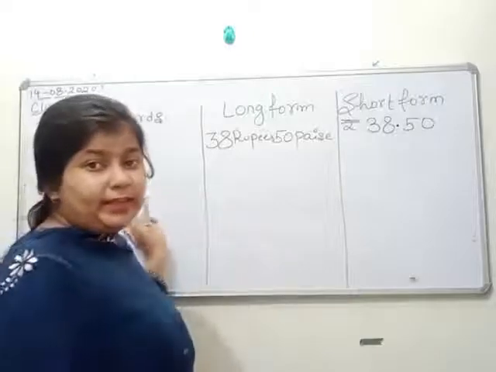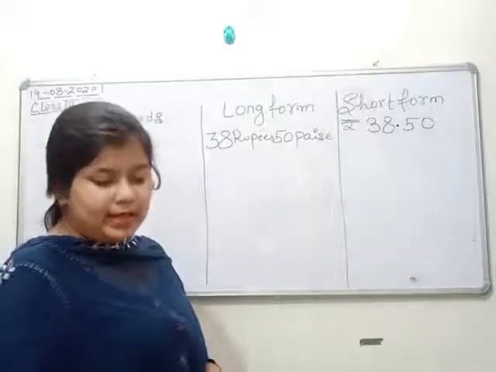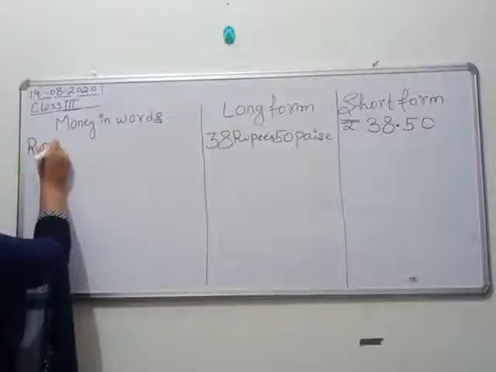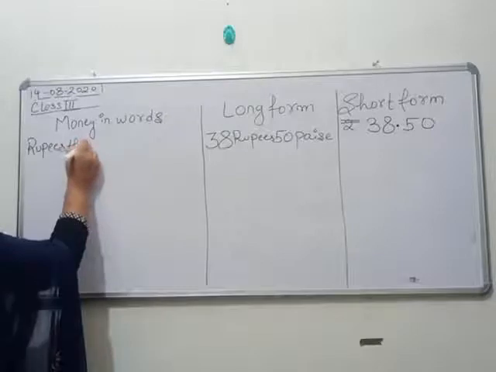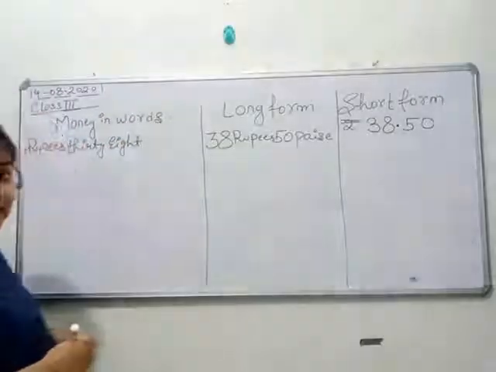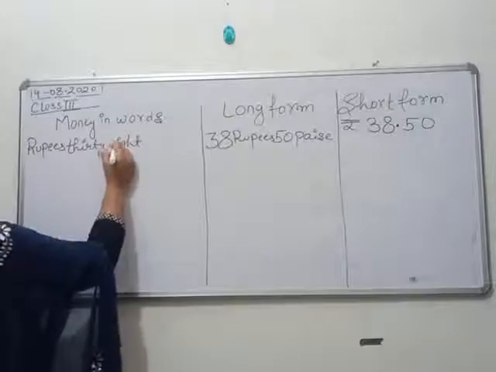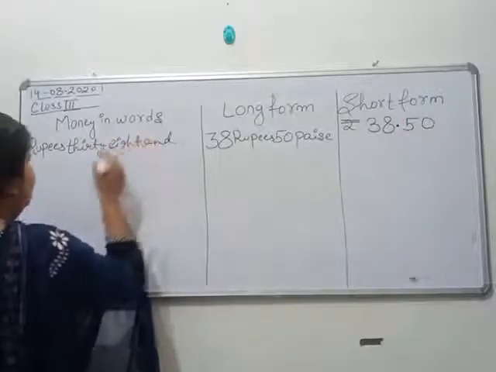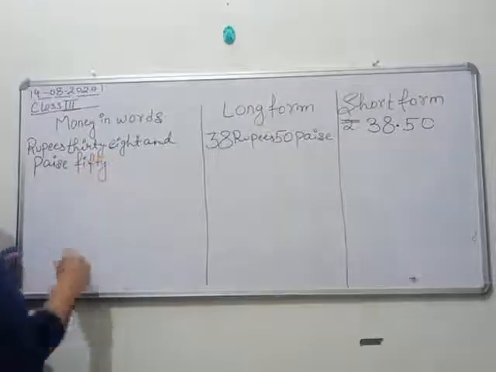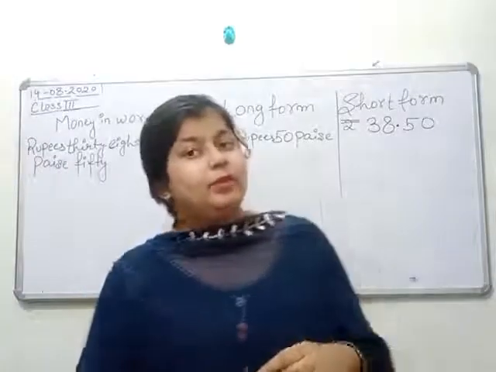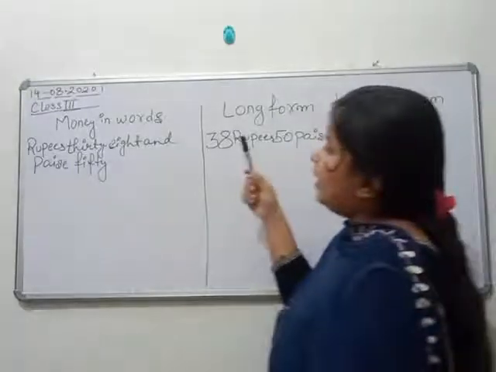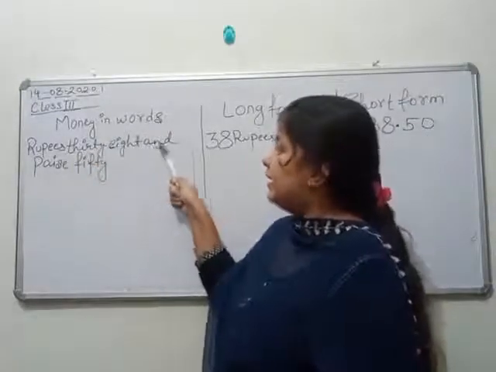Now it's turn to write them in words. So words में क्या होगा, rupees 38 and paise 50. तो write in words में हम लिखेंगे: rupees 38 and paise 50. So we have written here 38 rupees 50 paise, and in words we have written rupees 38 and paise 50.